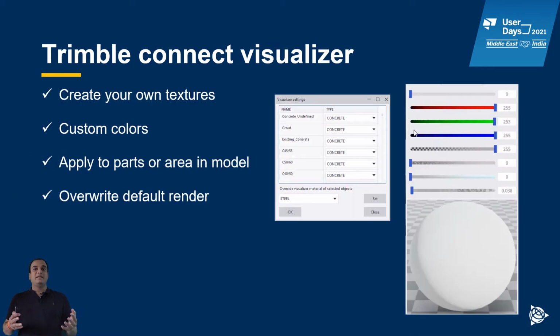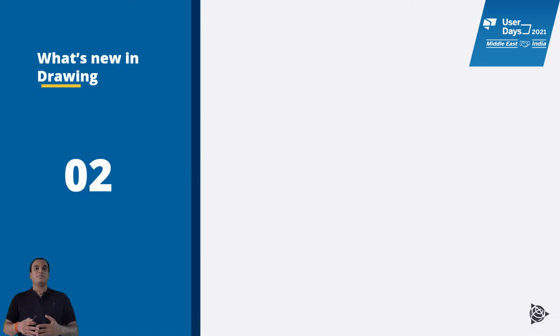A material editor has been added in Tekla Visualizer to enable creating necessary user-defined materials. It allows you to create your own textures, your own custom colors, and apply these to selected parts or a selected area inside your model. And you can also override default renders.